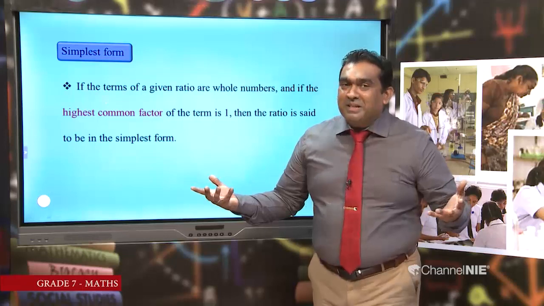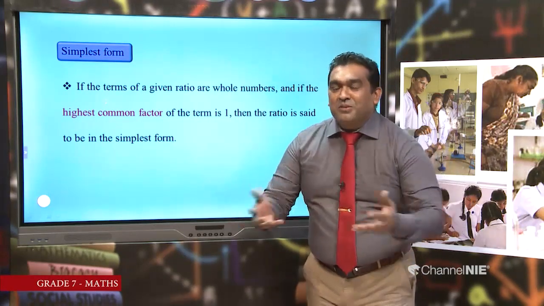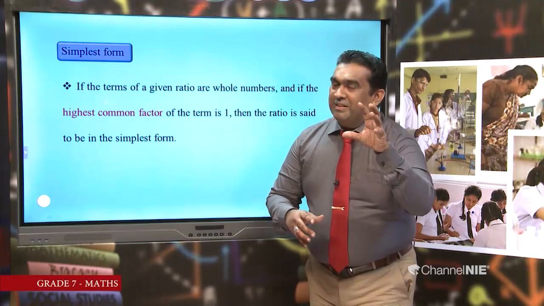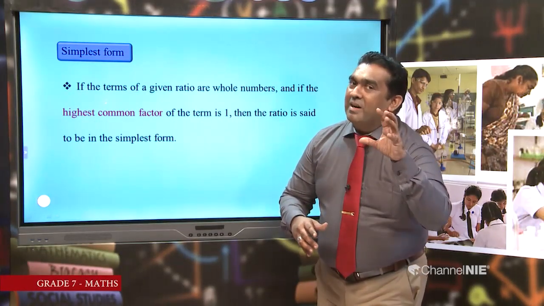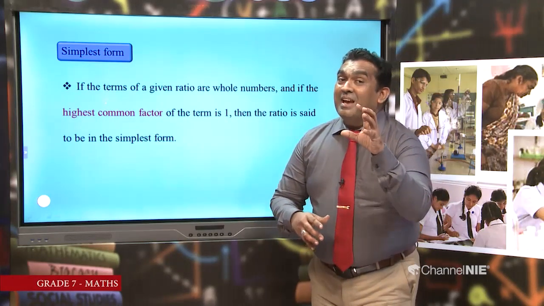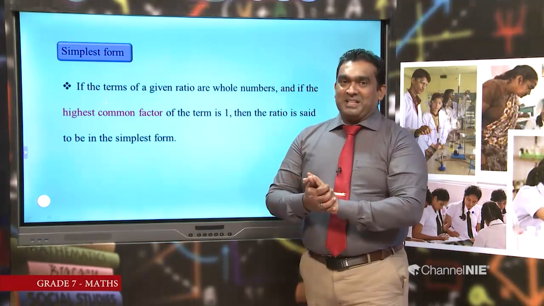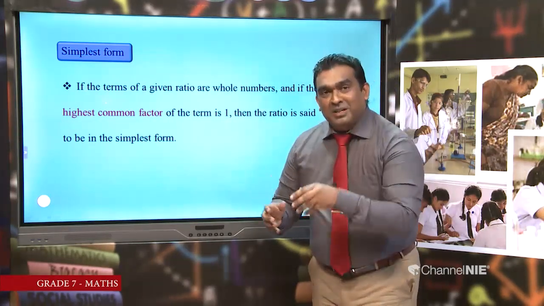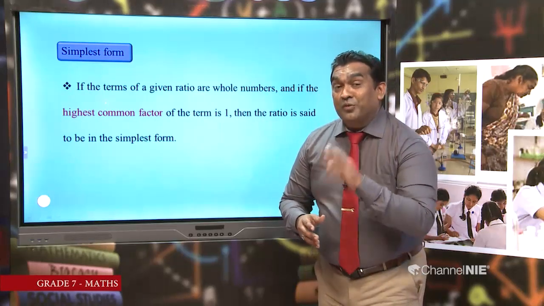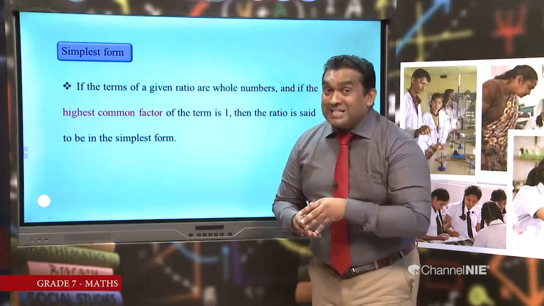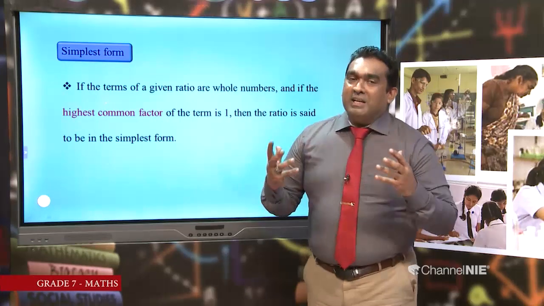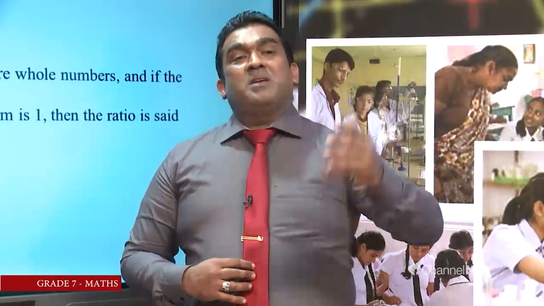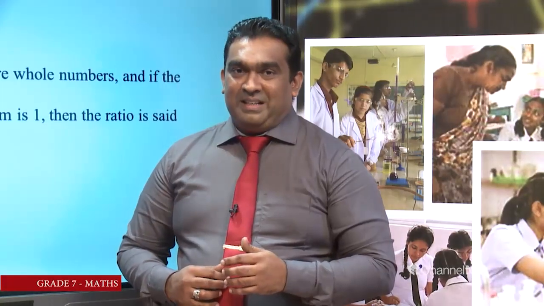How to get multiples? How to get multiples of 2? You can select a number, then you can multiply that number using positive whole numbers. Then you can get multiples. 2 multiplied by 1, 2. 2 multiplied by 2, 4. 2 multiplied by 3, 6. They are called multiples of 2. Highest common multiple. We'll see.